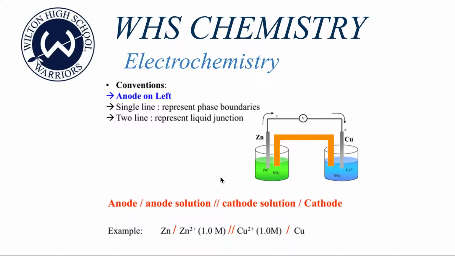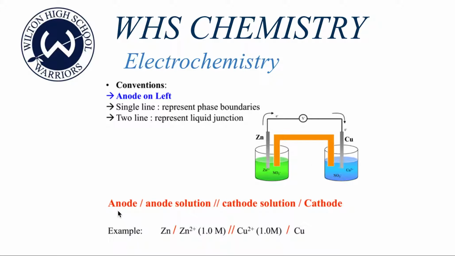So this is basically a little image again of what I just described. The anode in this case is on the left, and the electrons are being transferred from the anode to the cathode. The single line represents the phase boundaries, and the two lines represent the liquid junction. Here's the liquid junction, and the salt bridge is right here. It goes from the anode to the cathode, and this is the voltmeter, which measures the voltage of the reaction and also displays this energy.